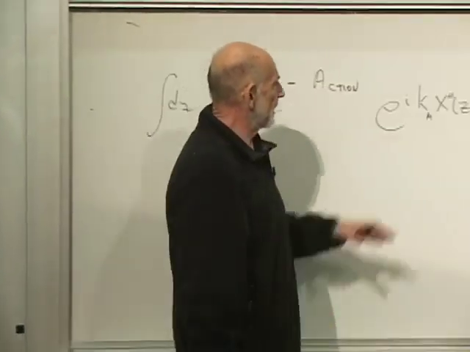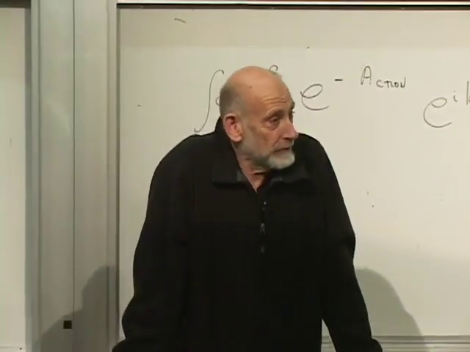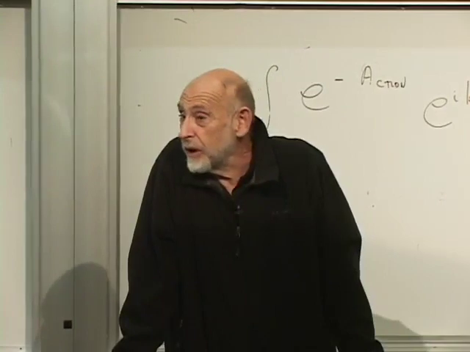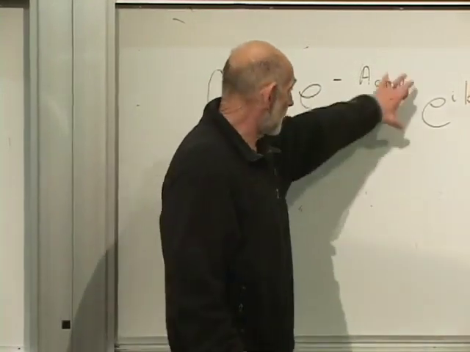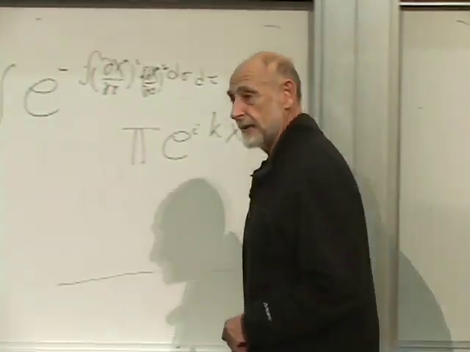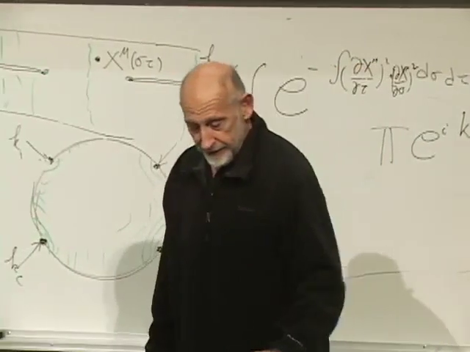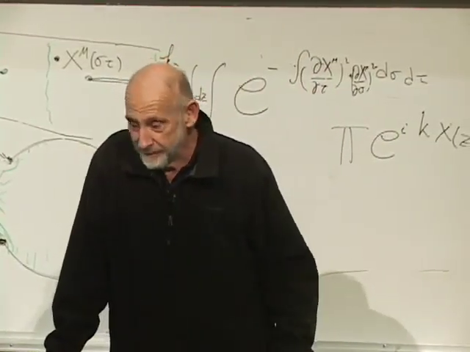Okay. The amazing thing is that you can do the integrals. Everything can be done. These are what are called Gaussian integrals. Everything is quadratic in the exponent. All the integrals can be done. That's the good news. The bad news is you almost always get infinity.